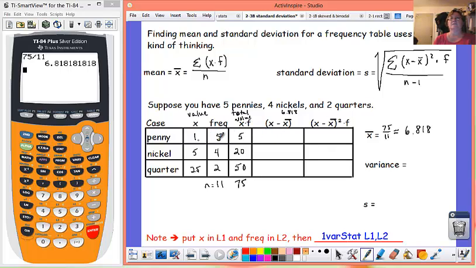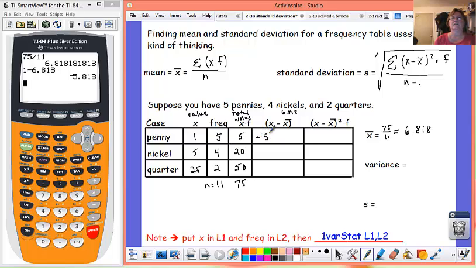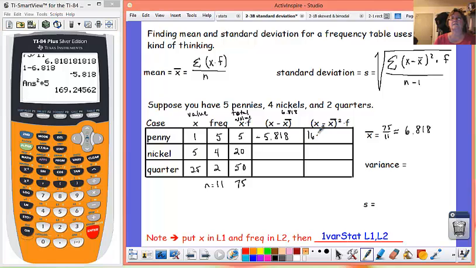I'm going to do the work for this, and I will catch up with you in just a moment. I'm going to start by taking an x value of 1. I'm going to subtract the mean, which was 6.818. So I'll show you one row, and then I'll skip to the bottom. 5.818. I need that squared and multiplied by the number of pennies that I had. That's the deviation of 1 penny from the mean. I had 5 of them. So I'm going to square and then multiply by 5 pennies. And I have 169.24562.